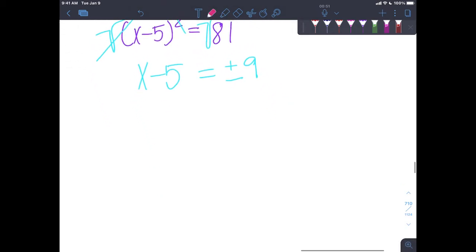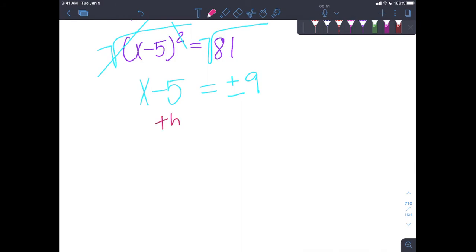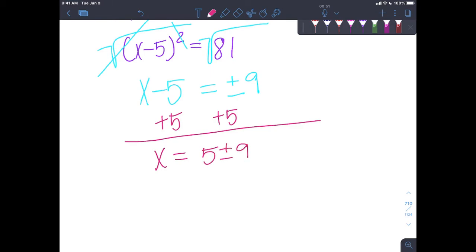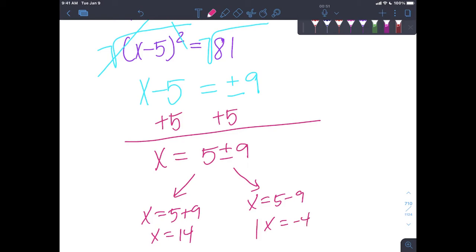Now I'm going to go ahead and move this 5 over. And I'm going to split it apart. And I end up with my two solutions. x equals 14, x equals negative 4.